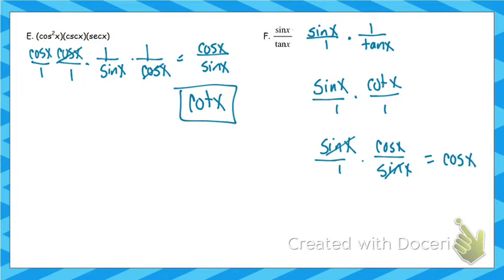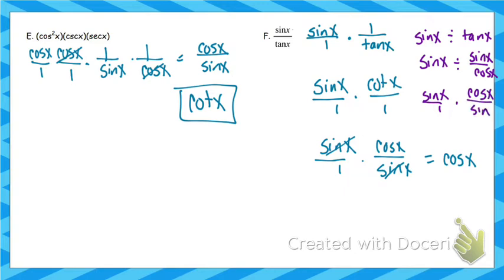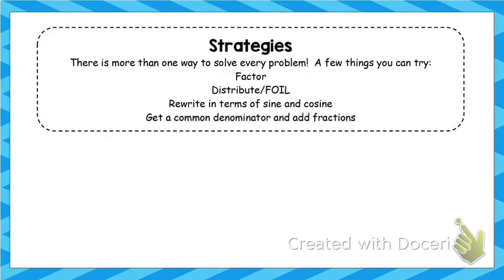Again, that's not the only way to get to your answer. A different way you could have done this, I could have rewritten this as sine divided by tan. So this is sine divided by sine over cosine. And when you divide, you keep, change, flip. So I would keep, change, and flip. And I still get to the same answer, just a different way of doing it. Whichever way seems the easiest to you is the best way to do it. So those are just some examples using some of the properties that we've already seen. So again, there's more than one way to do this.